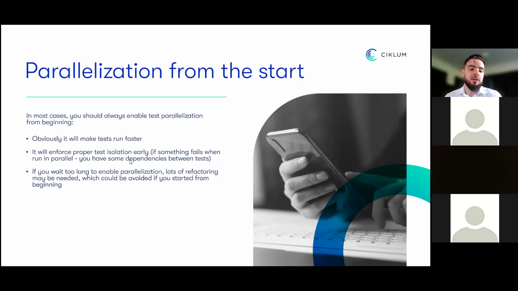So first of all, you should always enable parallelization from the start. And what I usually like to say is that the time you want to enable parallelization is when you have two tests. So once you have a second test, just enable parallelization immediately. This will save you a lot of time in the future. Obviously, it will make your tests run faster.